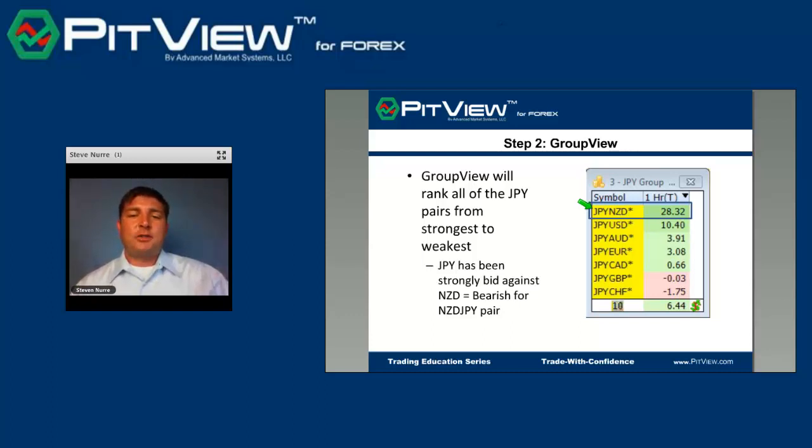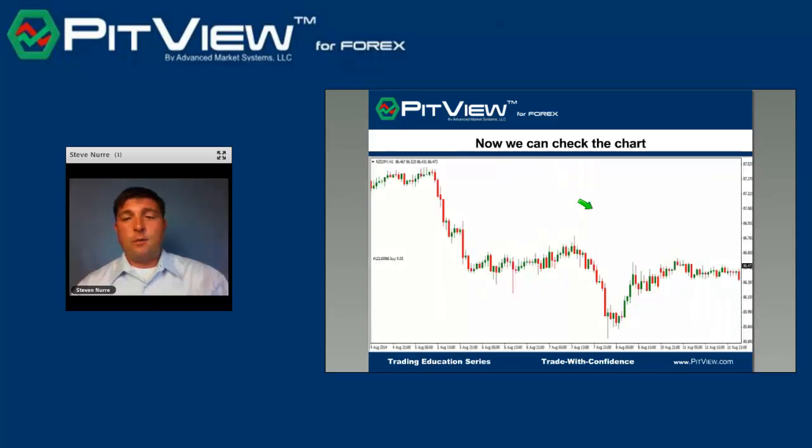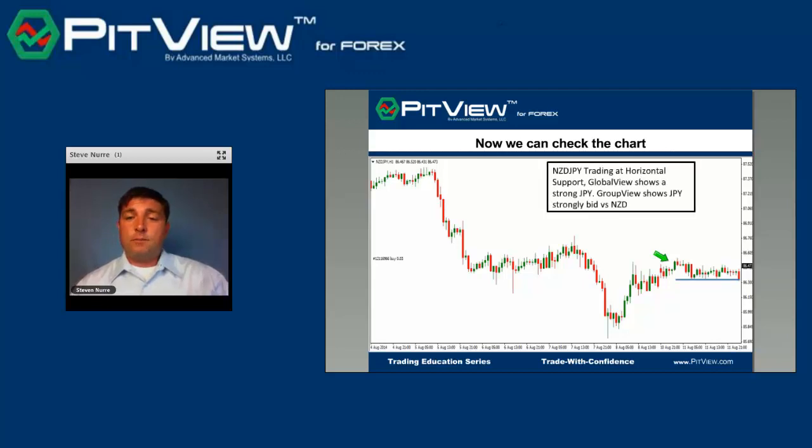So we know the yen is very strong against New Zealand, and from there in our last video we would say, okay, now that we know that the New Zealand yen pair is an in-play currency pair right now, we can go ahead and look at a chart. When we look at the chart, what we find is New Zealand yen is trading right next to a horizontal support level. You can see these three touches of this level right in here showing horizontal support on New Zealand yen.